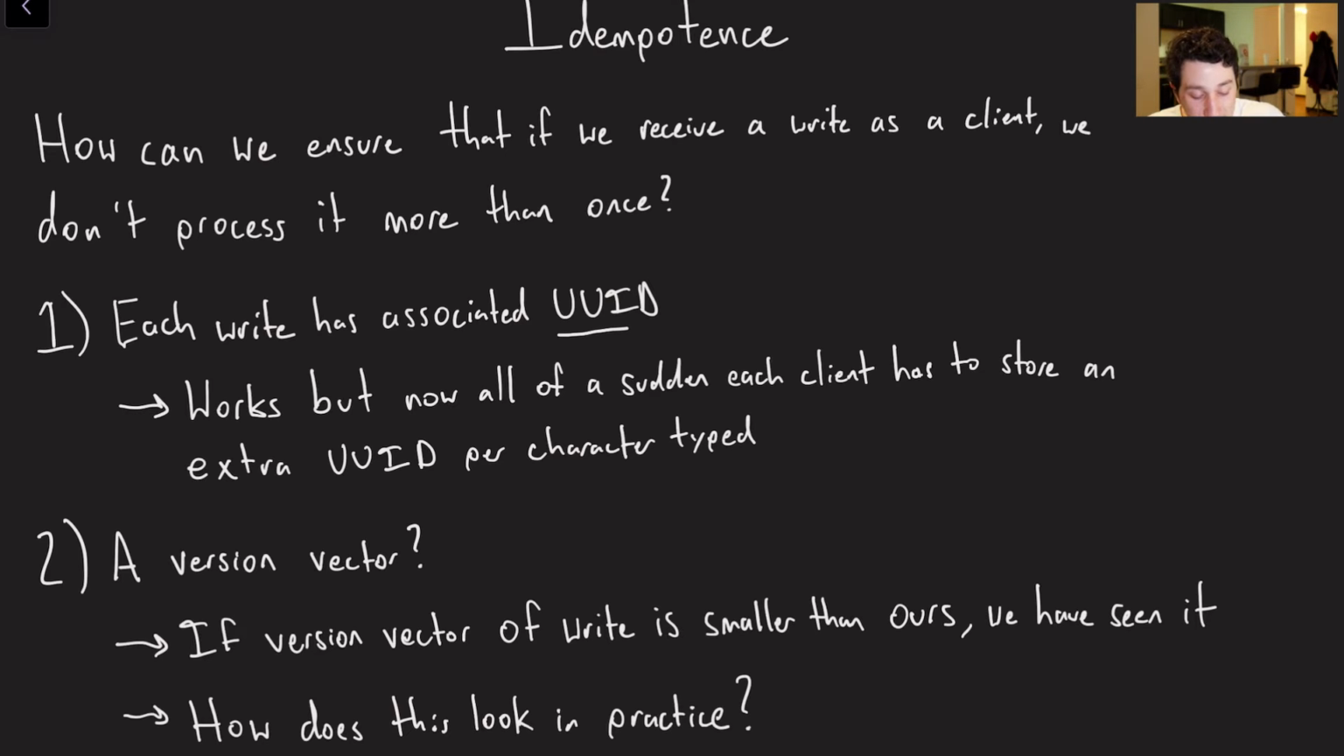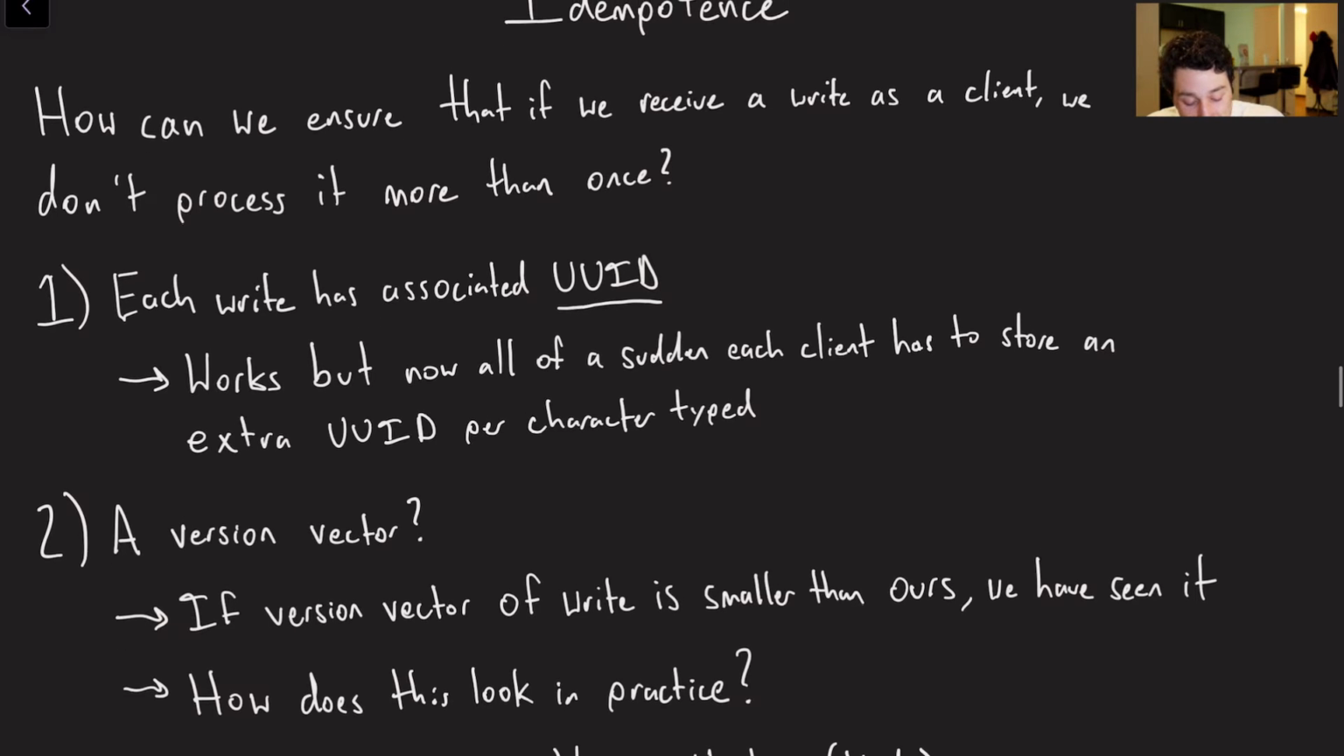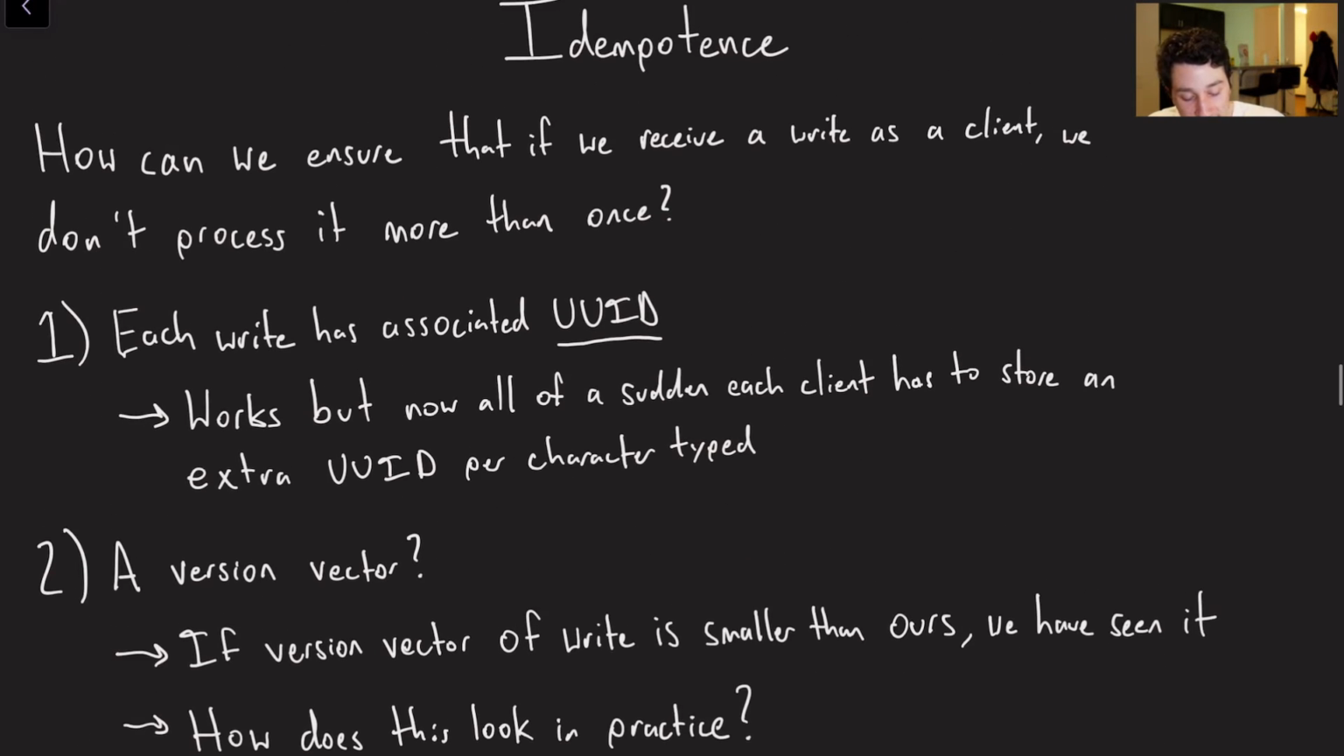Well, for starters, one approach that we can take is that each write could have an associated UUID with it, and then I locally just keep some sort of set of UUIDs that I've seen, and assuming that I have not seen it before, I apply it, and assuming that I have seen it before, I don't. And that's going to work. That's totally fine. But now for every single character typed or every single write done, I have to store an additional UUID. Now, UUIDs aren't that small. That could be another 16 characters or possibly even more per write. So it could actually be significant overhead.